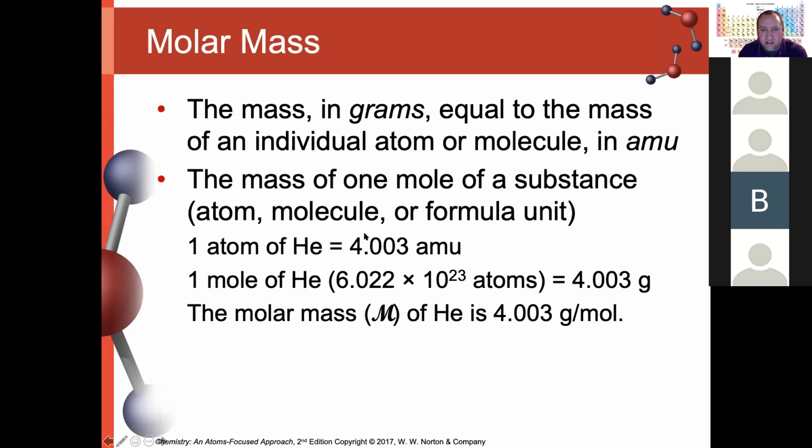So just as an example, an atom of helium, according to the periodic table, weighs 4.003 AMUs. A mole of helium weighs 4.003 grams. And so that is its molar mass, 4.003 grams per mole.